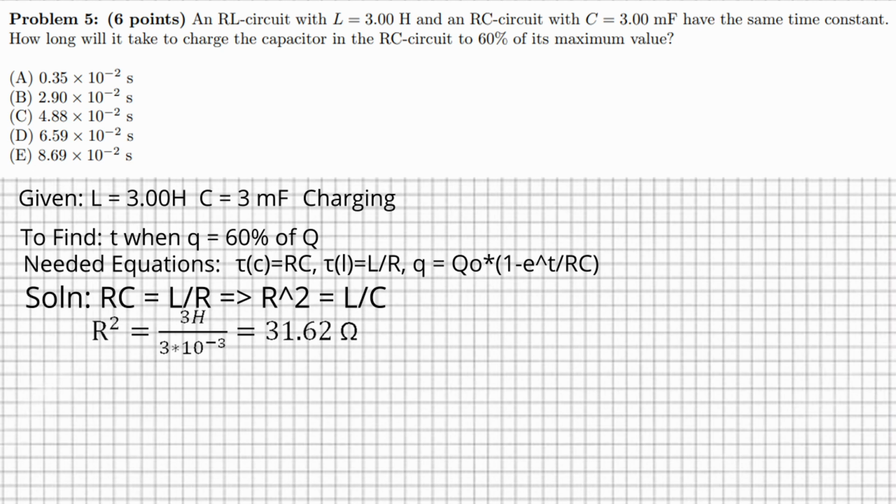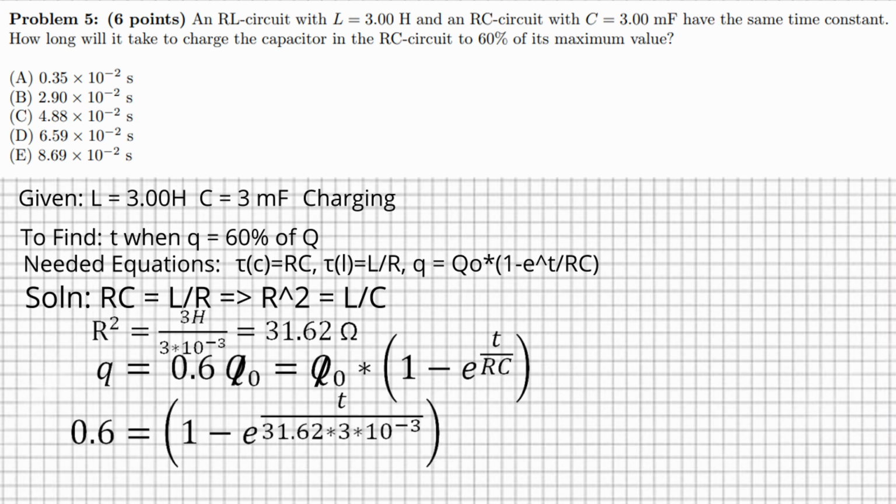Next, we use the charge equation and plug in the value of Q as 0.6, which is 60% of the maximum charge. Q0 and Q0 get cancelled. We have 0.6 equals 1 minus e raised to negative t over 31.62 times 3 times 10 raised to minus 3. We rearrange the equation and solve for t, and we get t equals 0.87 seconds.